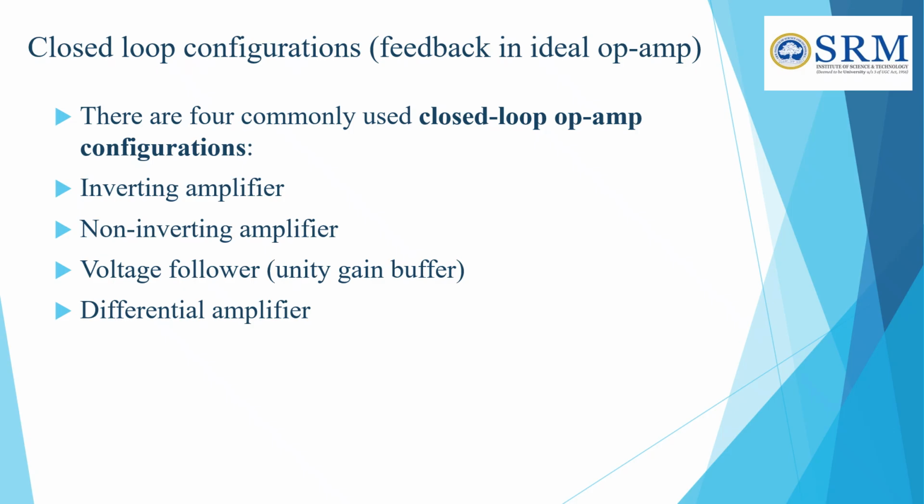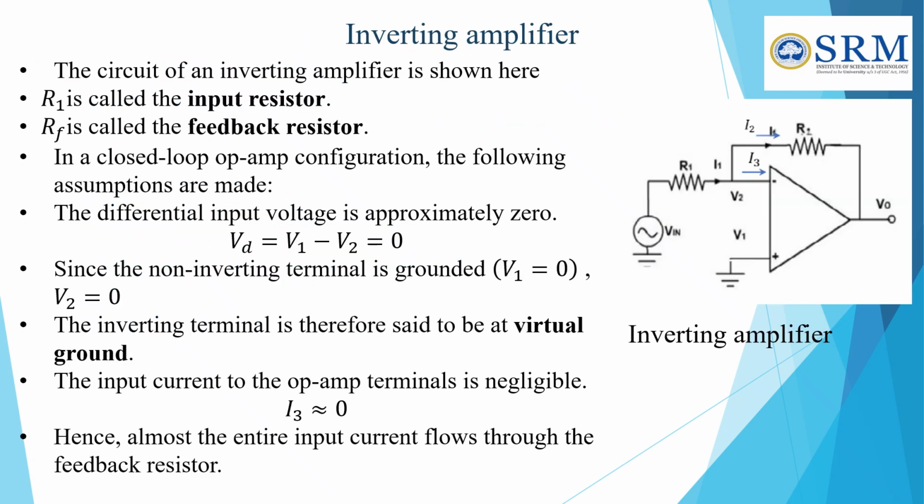Closed loop configuration. There are 4 commonly used closed loop op-amp configurations. Those are inverting amplifier, non-inverting amplifier, voltage follower or unity gain buffer, and differential amplifier. Next we are going to see about inverting amplifier.